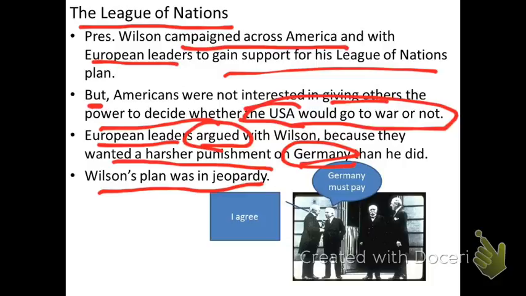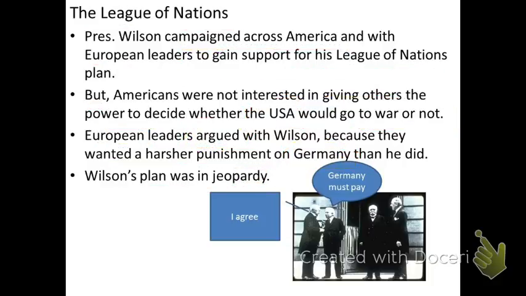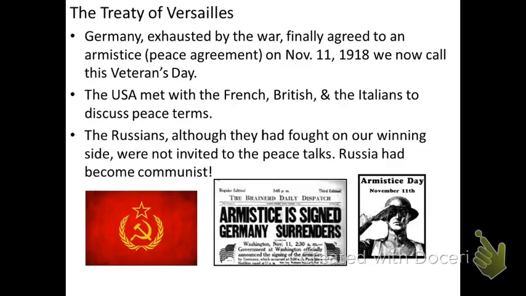The Treaty of Versailles. Now, the Treaty of Versailles is the peace treaty which ends the war. It is based upon an armistice, and we have the armistice that was signed on November 11th, 1918. Okay, so the Treaty of Versailles is the peace settlement, the peace agreement between the Central Powers and the Allies.